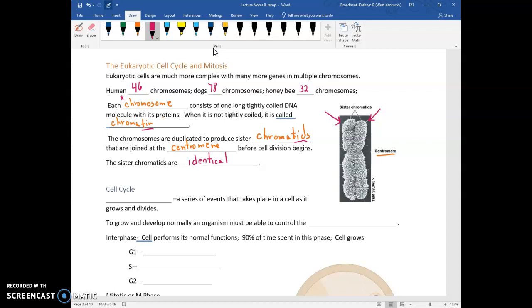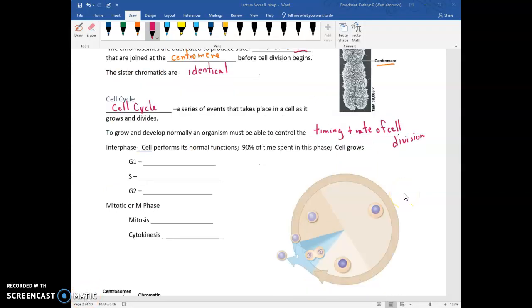Okay, so let's look at the cell cycle. This is the series of events that takes place in a cell as it grows and divides. To grow and develop normally, an organism needs to be able to control how often it divides and the timing of its division. So our circle here represents the life cycle of a cell.